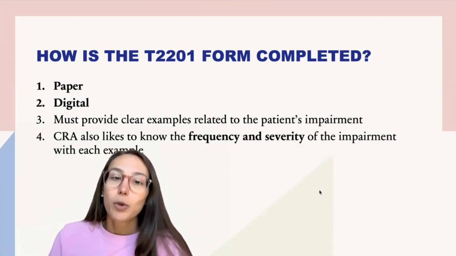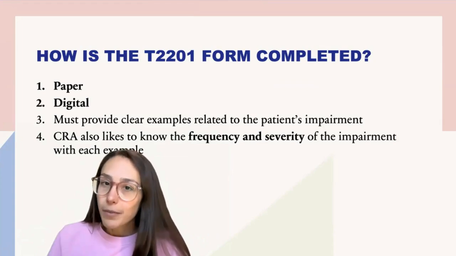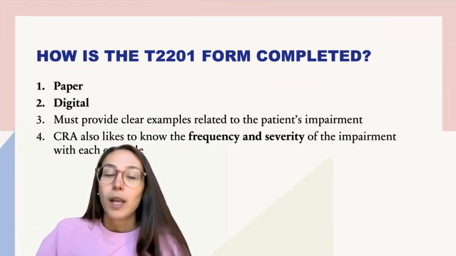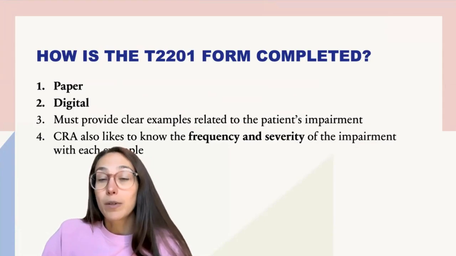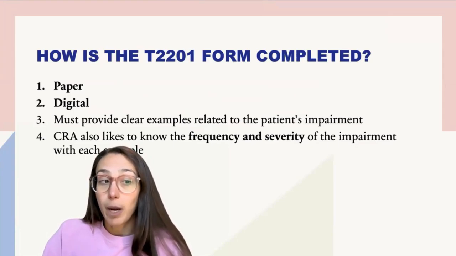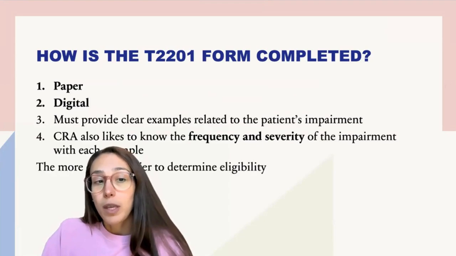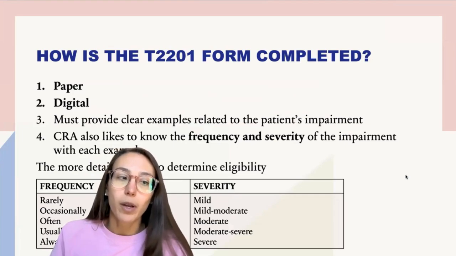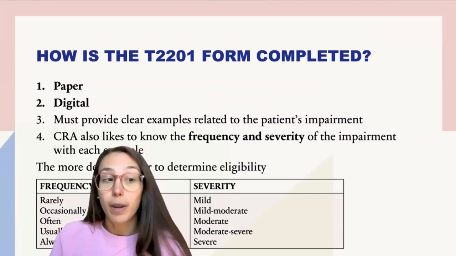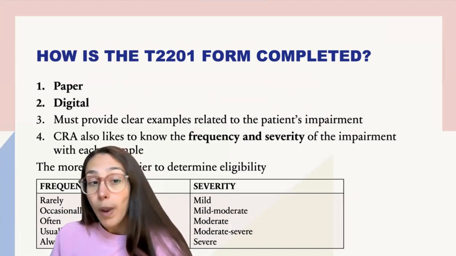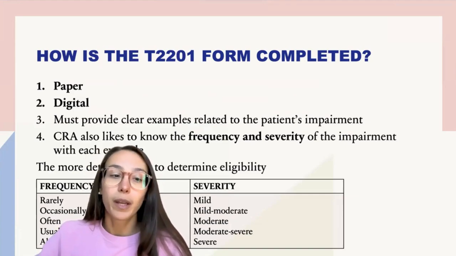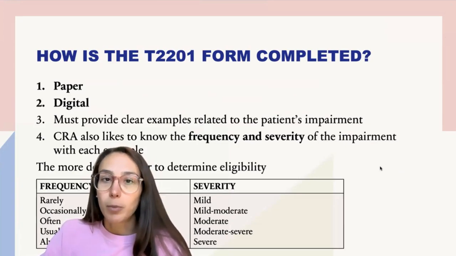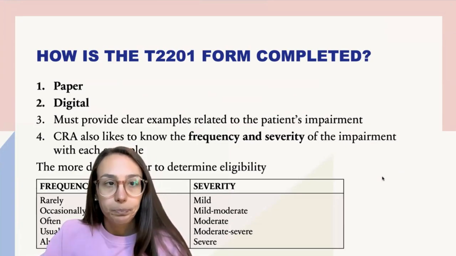They typically like to know the frequency and severity of that impairment with each example, because again, they want to know how serious, how significant is this impairment. So the more detail, the easier to determine eligibility. And here's a quick rundown on frequency and severity, right? Running from rarely to always and then mild to severe. And it also just helps determine things in more detail between you and that patient as well.